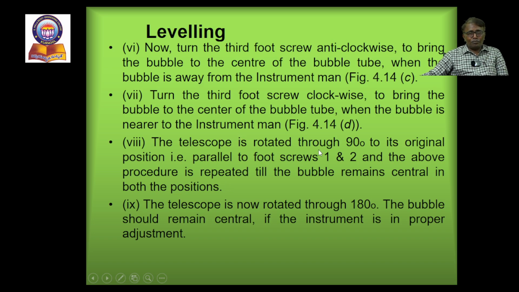The entire process is repeated. Again, turning the telescope through 90 degrees, parallel to the 1 and 2 foot screws. The above procedure is repeated till the bubble remains central in both the positions. Now the telescope is rotated through 180 degrees. The bubble should remain central if the instrument is in proper adjustment.